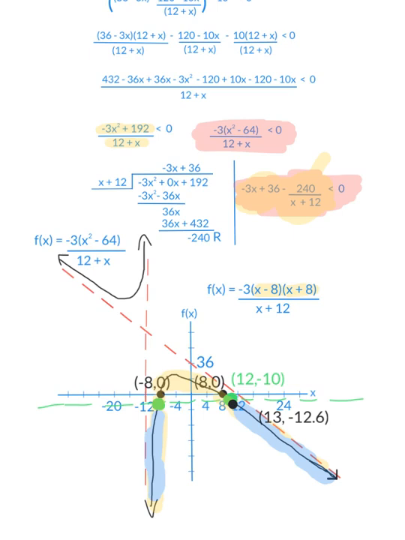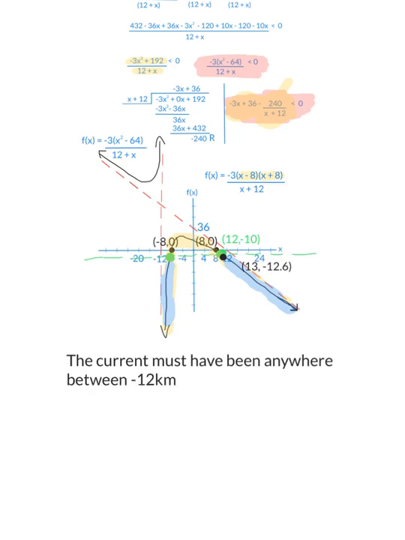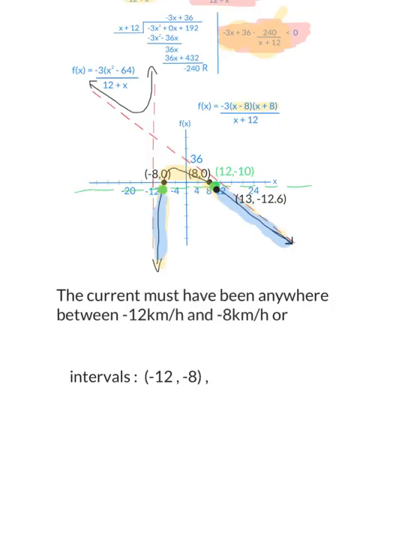Okay, so to answer the final answer, the question is where are the spots where it's going to be bad, where she's not going to get back? Well, that's all the blue area here. Okay, so the final answer is the current must have been anywhere between negative 12 kilometers an hour and negative 8 kilometers an hour, or anywhere above 8 kilometers an hour.